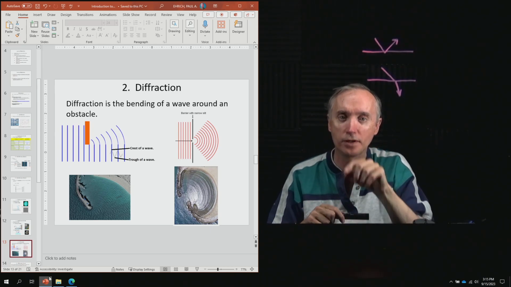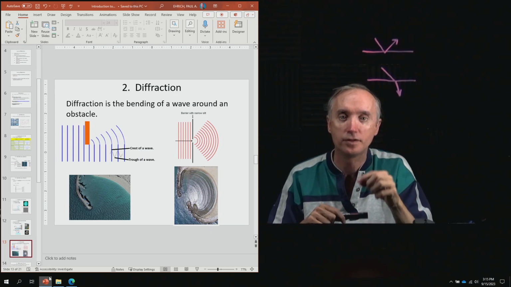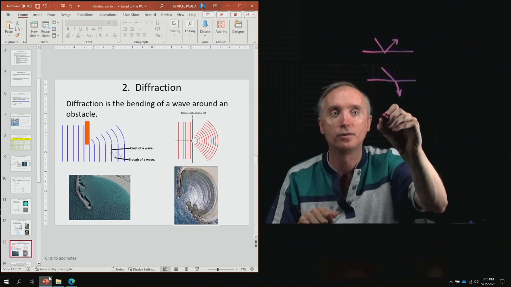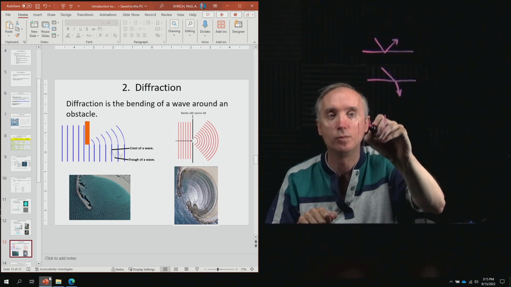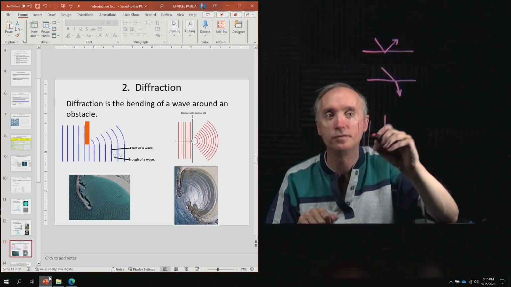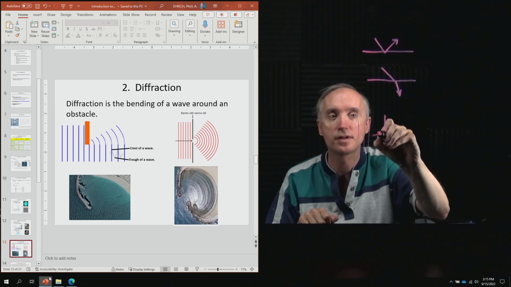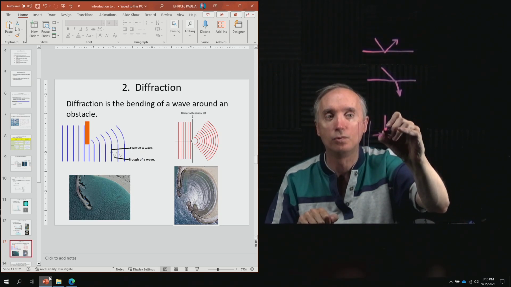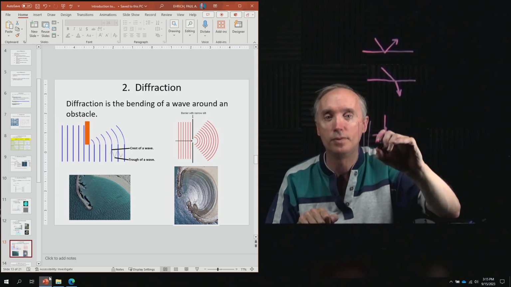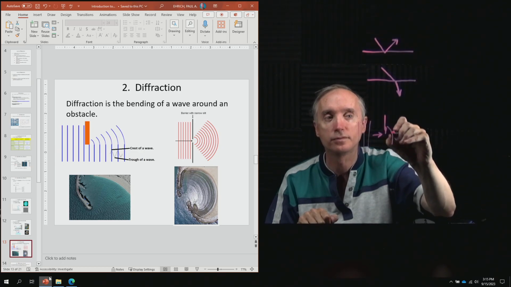So in our first picture over there on the left, it shows an obstacle and then some kind of wave. This could be water waves, it could be sound waves, and it's traveling in this direction. And then it's going to encounter this obstacle. What's it going to do? Well, it's going to bend around it. So it's going to do something like this.